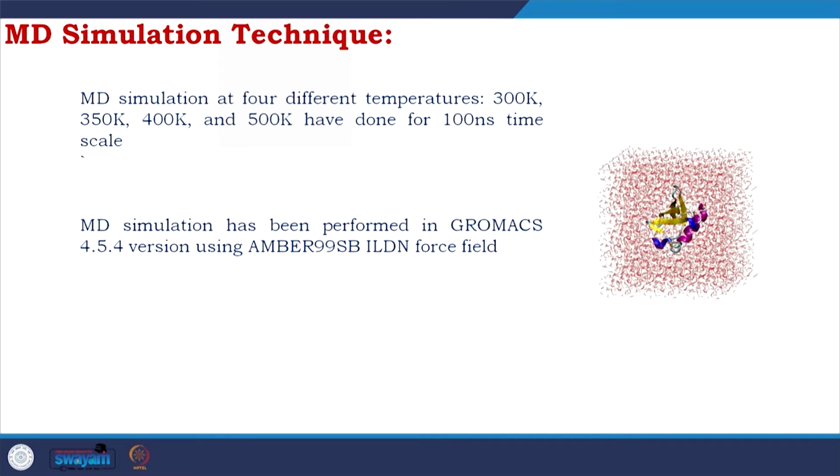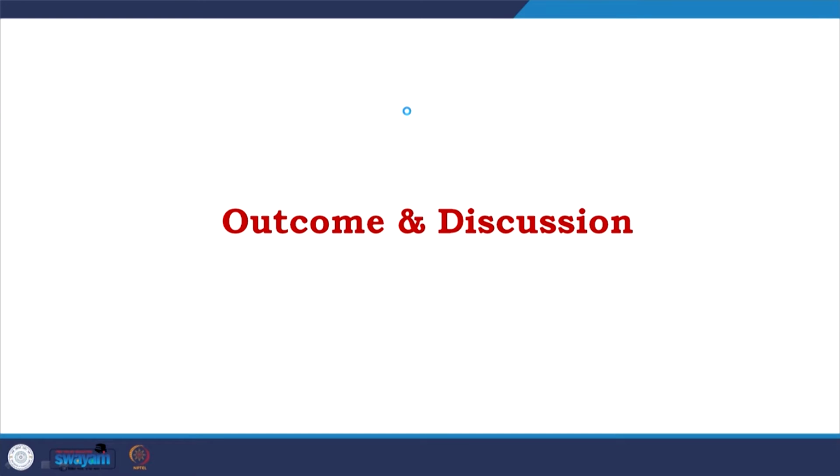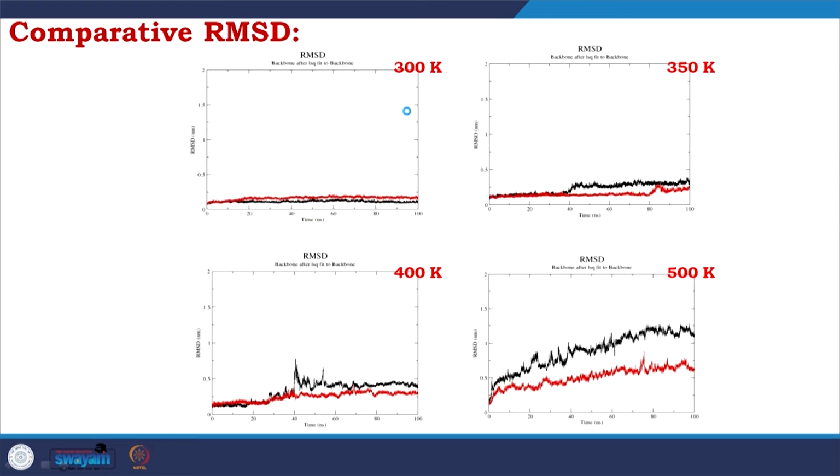Generally, these we use for only protein. We use the TIP3P water model, and the energy minimization was performed using the steepest descent algorithm for 50,000 steps. And as we told, all the runs were run for 100 nanoseconds in terms of production run. So, this is the analysis of the result.